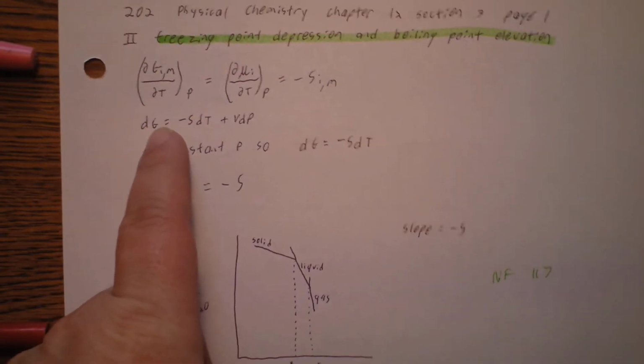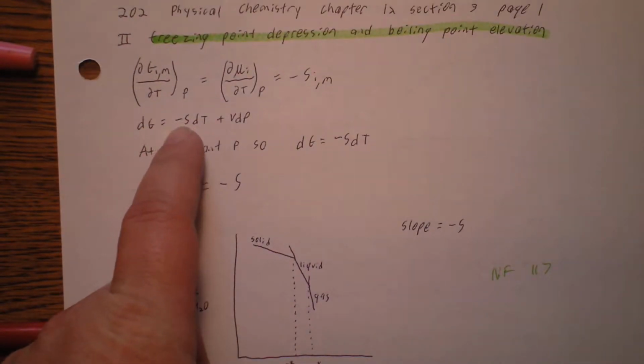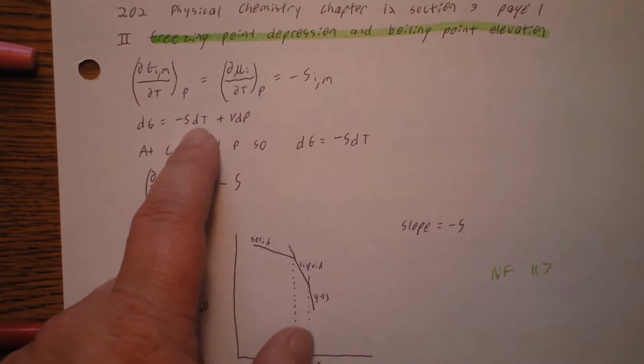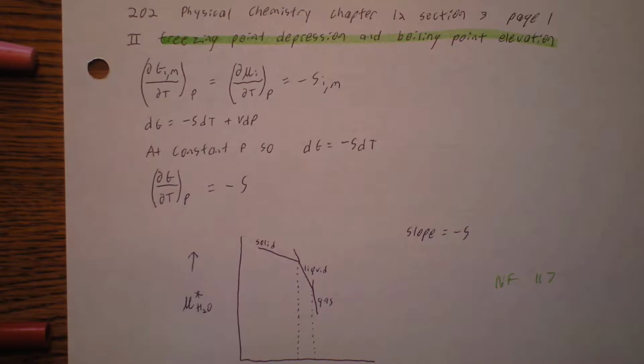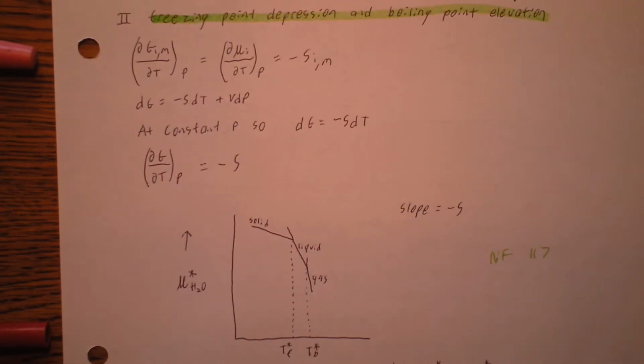Now, remember, the differential of the Gibbs free energy is equal to minus entropy times the differential of temperature plus volume times the differential of pressure. Now, we're talking about constant pressure, so dG is just equal to minus entropy times dT. So the partial derivative of the Gibbs free energy with respect to temperature holding pressure constant is just equal to minus the entropy.